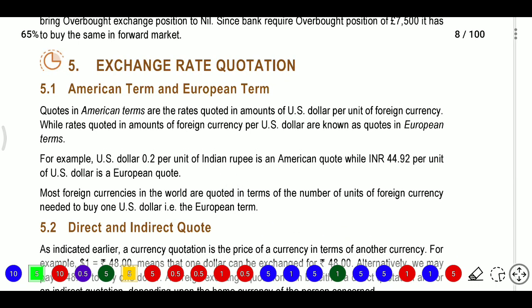Next, exchange rate quotations. For exchange rate quotation, they are provided as American term and European term.